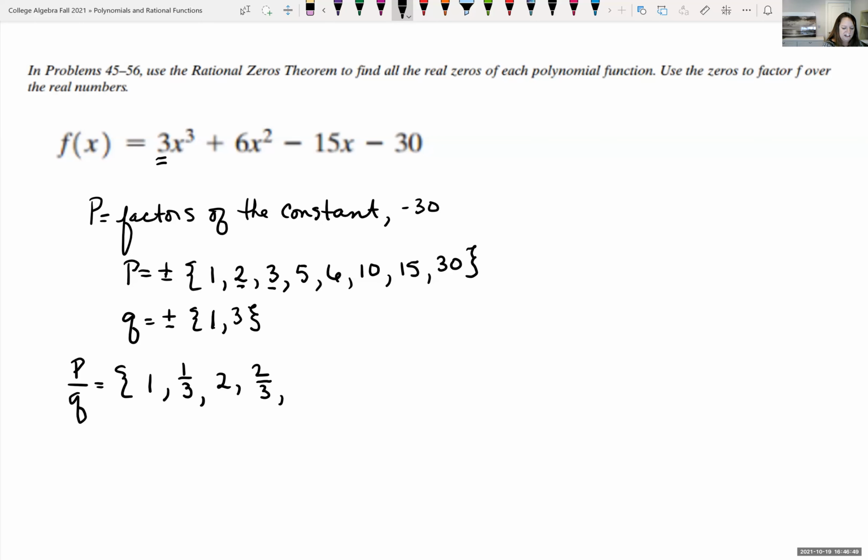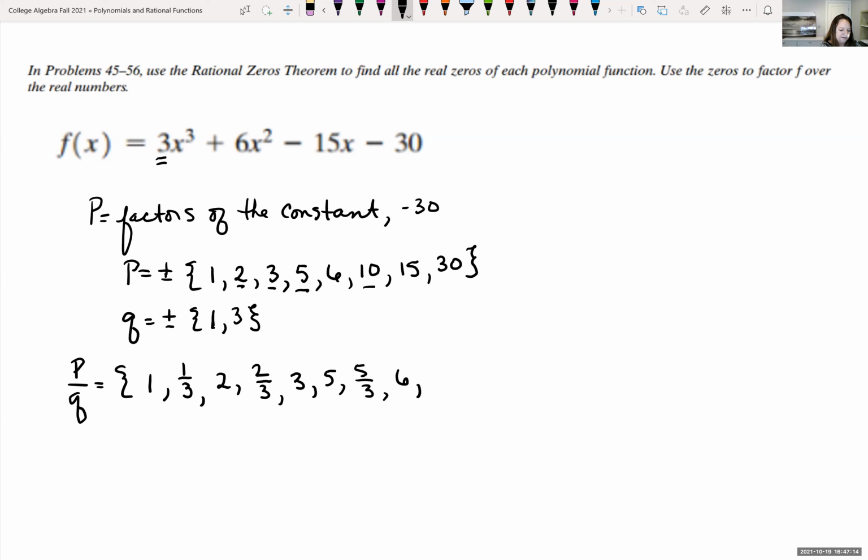Now I'm going to go to 3, my next P value. P divided by 1, my first Q value is 3, and 3 divided by 3 is 1, but it's already listed. Go to the next P value. 5 divided by 1 is 5, and then 5 divided by 3 is 5/3. 6 divided by 1 is 6, and 6 divided by 3 is 2, but it's already listed.